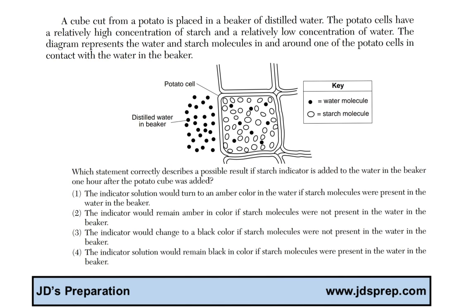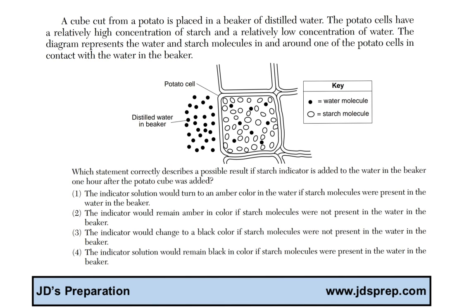Which statement correctly describes a possible result if starch indicator is added to the water in the beaker 1 hour after the potato cube was added? 1. The indicator solution would turn to an amber color in the starch if starch molecules were present in the water in the beaker. 2. The indicator would remain amber in color if starch molecules were not present in the water in the beaker. 3. The indicator would change to a black color if starch molecules were not present in the water in the beaker. Or 4. The indicator solution would remain black in color if starch molecules were present in the water in the beaker.